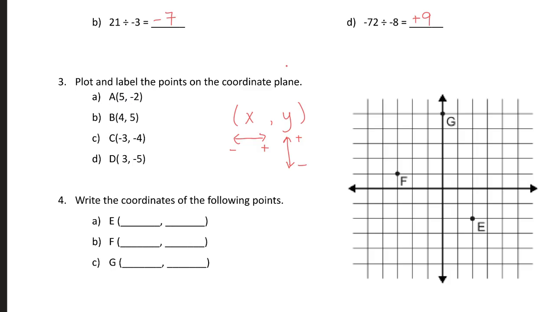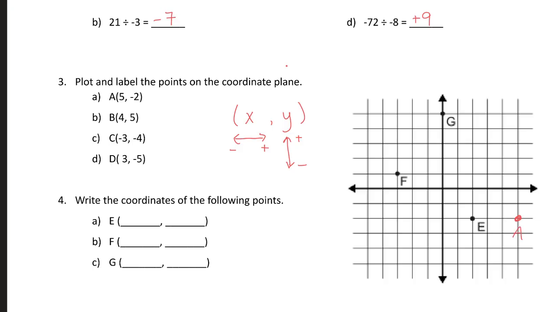So looking at this first point, we're going to plot A at (5, -2). So remember, we're going to start at the origin to graph this. And since x is positive, we're going to go to the right 5. So 1, 2, 3, 4, 5. And then since y is negative, I'm going to go down 1, 2. So my point is going to be right here. So we're going to label that point A.